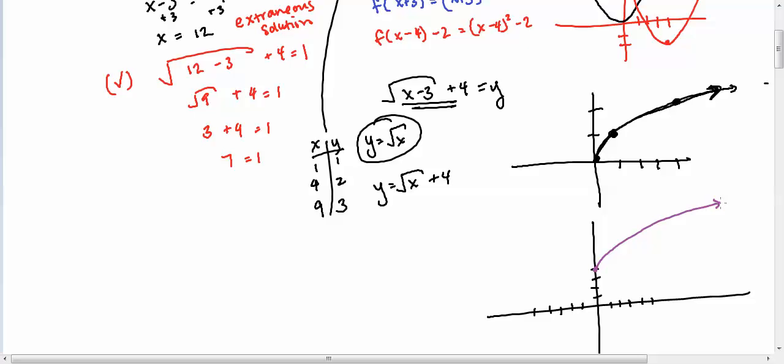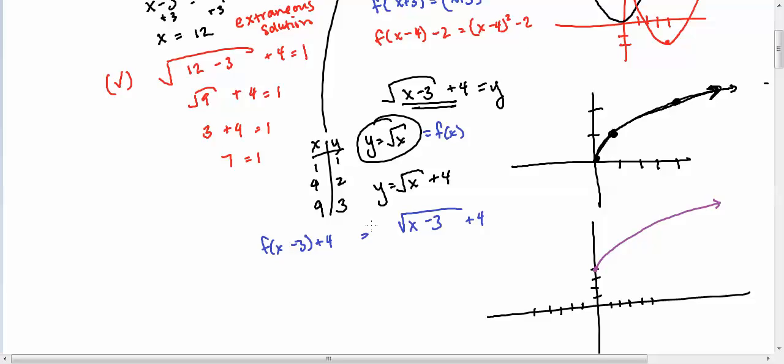And the last part is, well, actually, it's not the square root of x plus 4. What you need to actually graph is the square root of x minus 3 plus 4. What that's saying is, if this is equal to f of x, then what you want is f of x minus 3 plus 4.